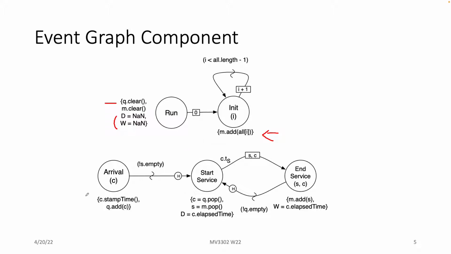Okay, so looking at the state transitions, we have our arrival event, and we're going to do the same as we've done before. We're going to stamp the time of this arriving customer and add it to the queue. Fairly straightforward.